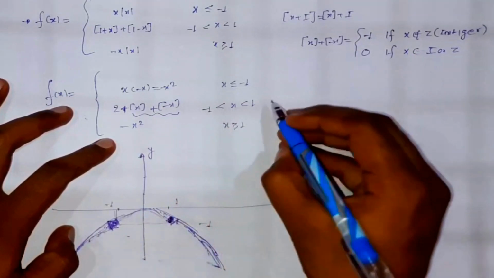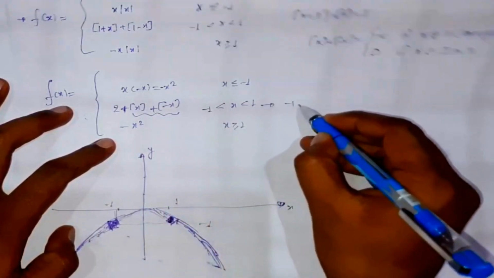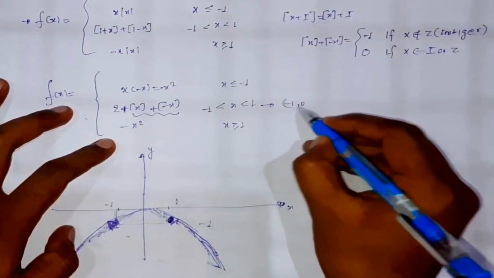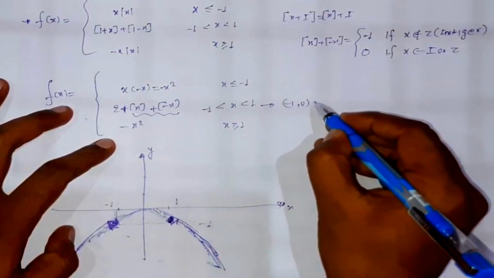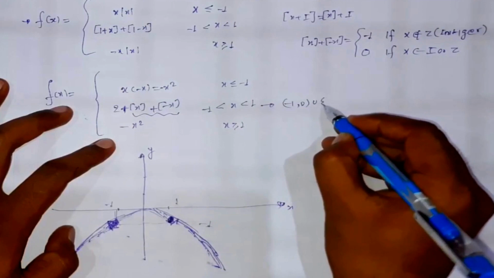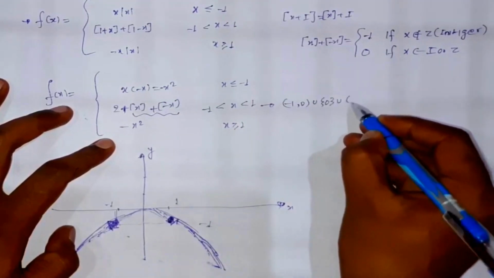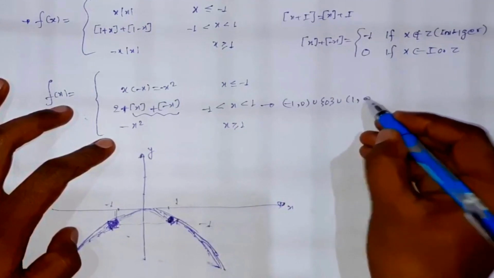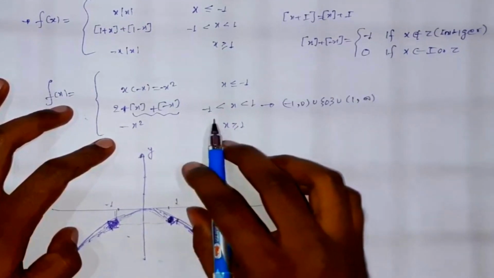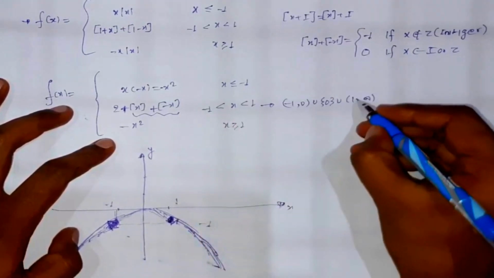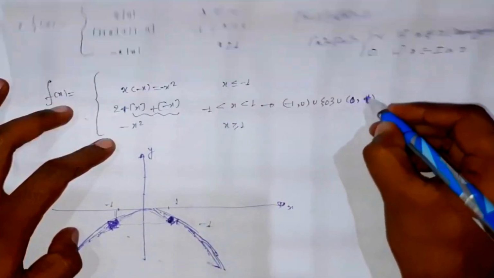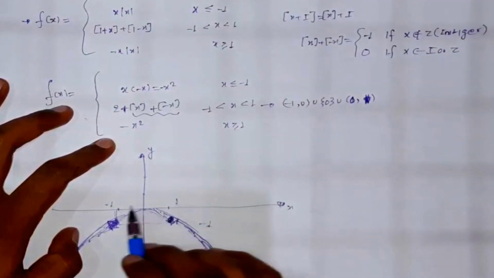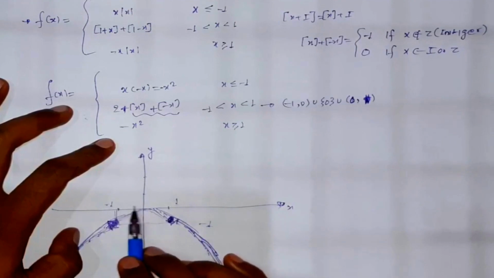So we can expand this from minus 1 to 0, union 0, union 1 to infinity. Okay, minus 1 to 0, 0 to 1. Okay, I hope it is clear. So for this portion, no value is an integral value, okay, minus 1 to 0.